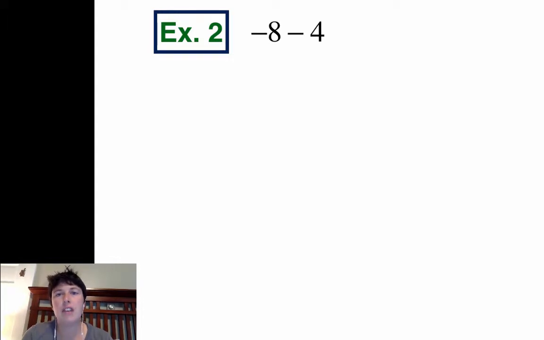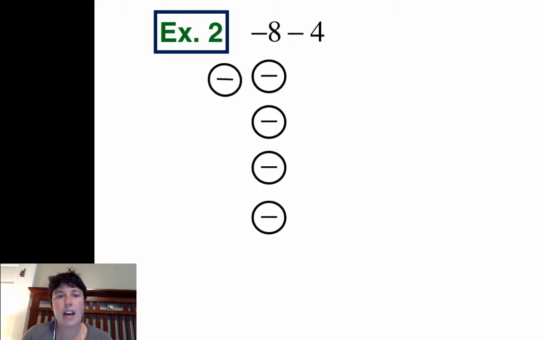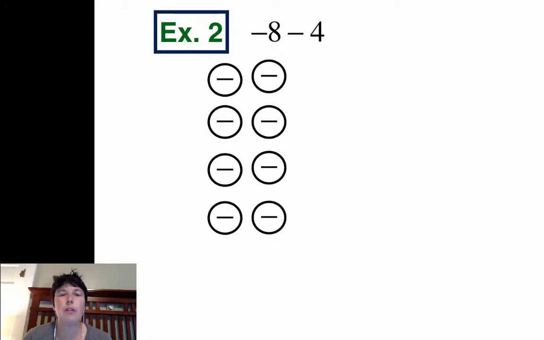Okay, so negative 8 take away 4. We're going to draw a picture. So negative 8 means we have 8 negatives. 1, 2, 3, 4, 5, 6, 7, 8. Now if I'm going fast, just pause your device so you can write all this down. You want to make sure you have nice notes.